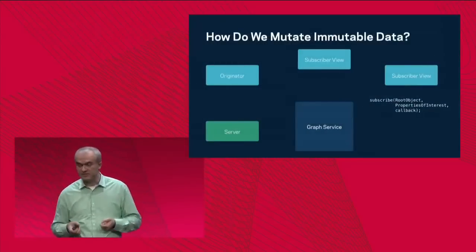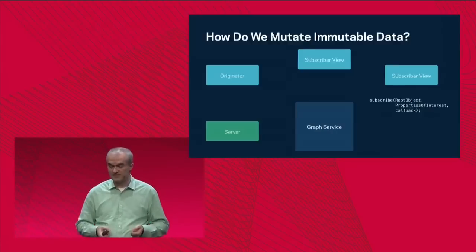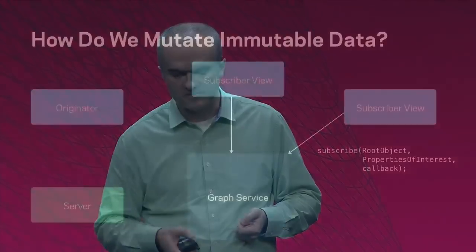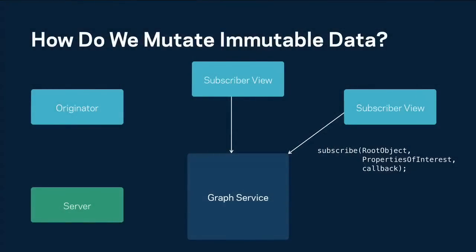Now, immutable objects are great. Functional programmers love them. Concurrent programmers love them. Now, how do we mutate immutable data? Because we still need to post a comment or a story or like something. Let's take a bird's-eye view of a simplified version of our data model layer. The central piece is the graph service. If you want to interact with the data graph, you've got to talk to the graph service. So we have subscriber views that want to do a lookup or a subscribe. They would provide a root object, which can only have an ID if you never fetched it before. They would provide properties of interest. Those properties can lead to other nodes from your root object. And they would provide a callback where the result of that operation will be delivered. The result will be a MEM model immutable object.